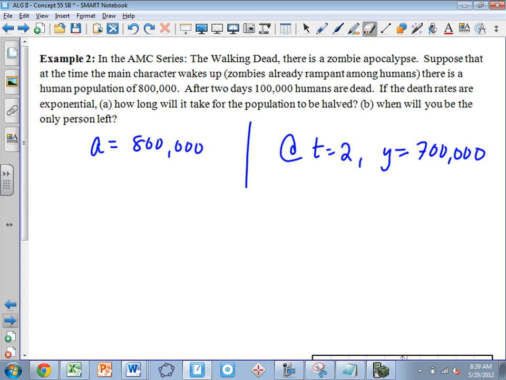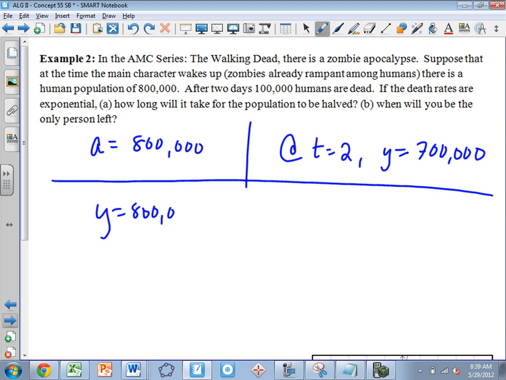So, with these two things, what I can do is start by writing y equals 800,000 e to the rx. Now, instead of x, I'm going to put a t, because we've been using t for time. If I want to figure out how long it will take for the population to be halved, I need to know the rate, don't I? But isn't that still unknown? So, can I use this information somewhere? This is t, so I would plug in a 2 here, and this is y, and that's 700,000. So then I could solve for r.